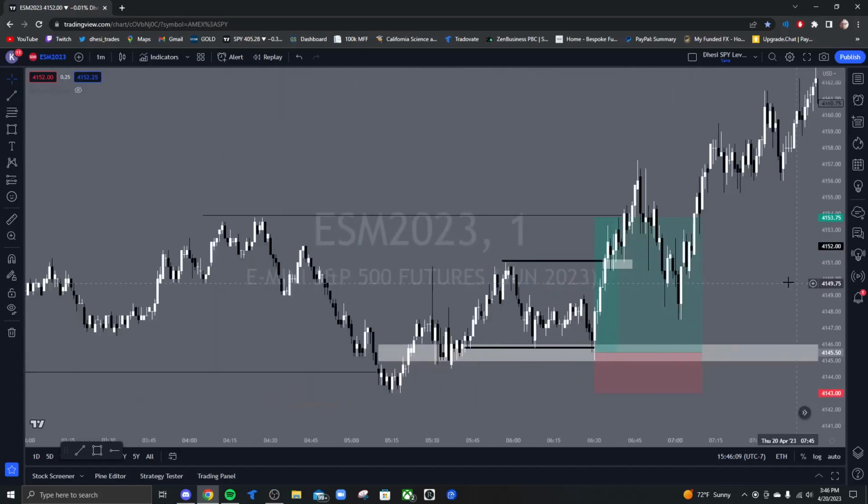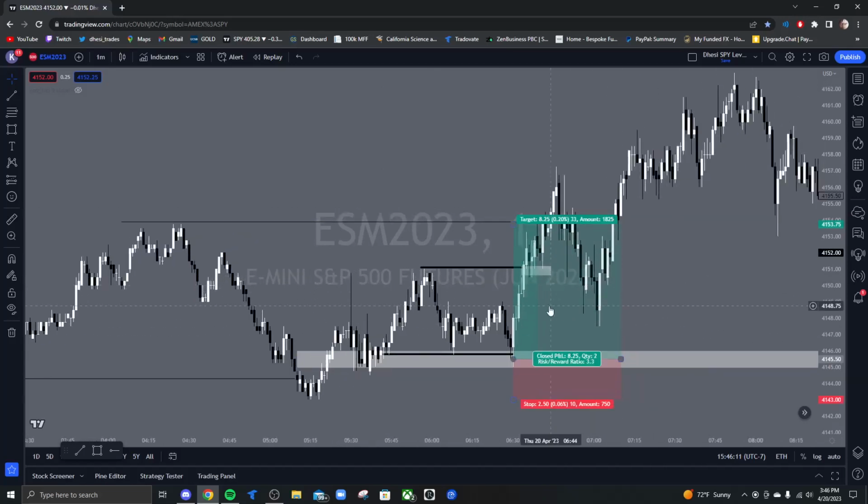A lot of people took the trade in the morning, and we caught a nice risk to reward right at open, and we were pretty much done for the day.